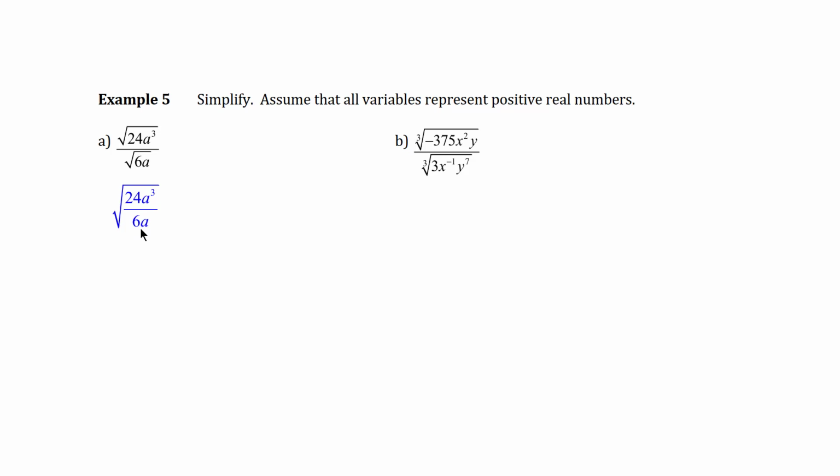Next, we could simplify the inside of the radical. 24 divided by 6 is 4. A cubed divided by a is a squared. So the result is the square root of 4a squared.